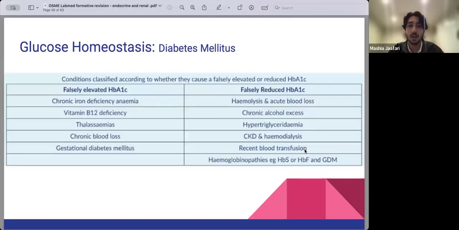So this is just something to think about, the conditions that falsely elevate or falsely reduce HbA1c. Not super important or high yield, but something to refer to if you really want to get all the marks.